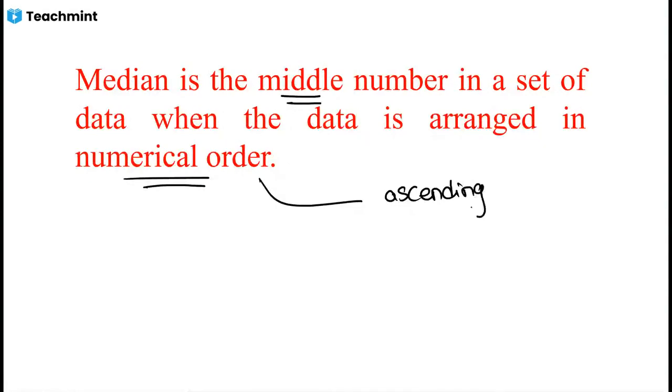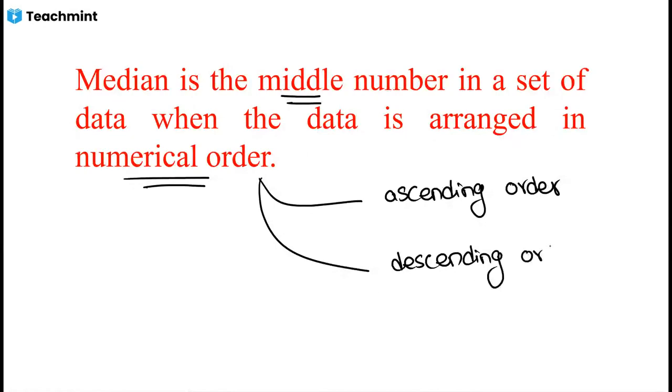Median is nothing but the middle number, but you have to put them in numerical order. Numerical order means we have to arrange the given data in ascending order, or arrange it in descending order. After that, find which is the middle term.